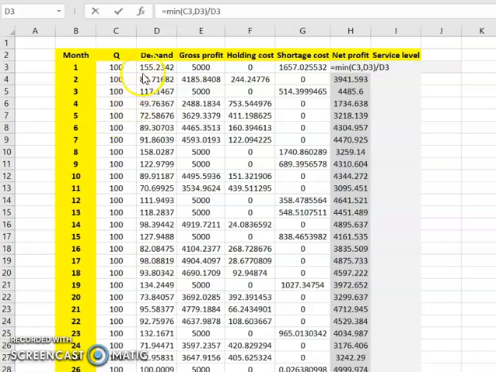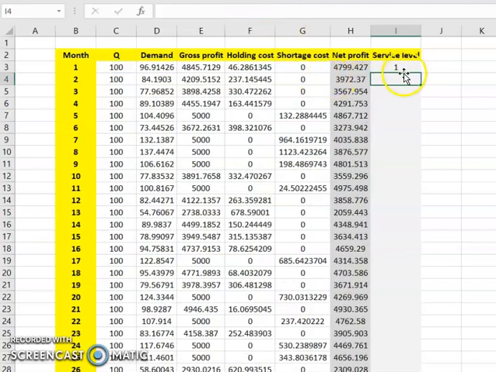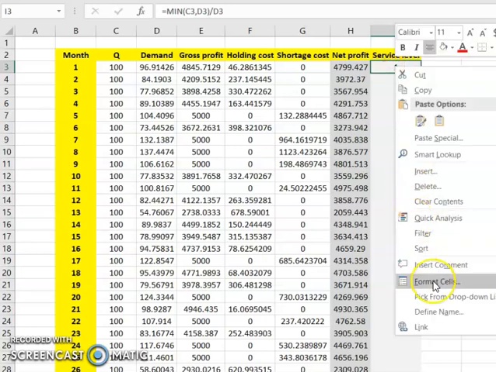For example, when you have here 155 demand, the satisfied demand would be 100 because we only have 100 inventory, but here demand is 83 and we have 100 as inventory, so the satisfied demand would be 83. So the formula would be this: minimum of C3 and D3 over the total demand. So I'm going to calculate this, and since we want everything in percentage, we are going to change the format.